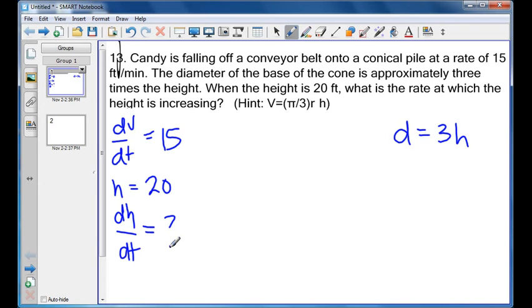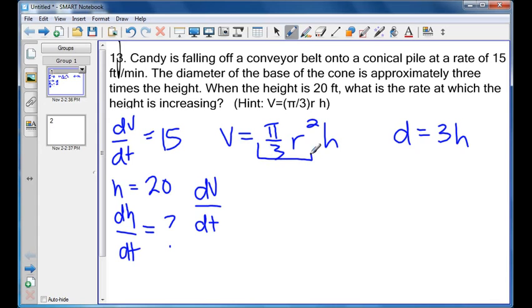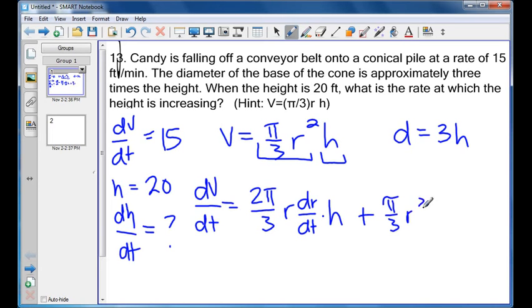Now we're given the equation. It's V equals pi over 3 r squared h, sorry, had some issues on the copy and paste. And to take the derivative of that, we're going to have to do the product rule. So I'm going to write this out for you, but we basically split it into pi over 3 r squared and h. So we do the derivative of the first piece, which would be 2 pi over 3 r dr dt times h, plus the first piece, pi over 3 r squared, times the derivative of the second piece, which would be dh over dt.